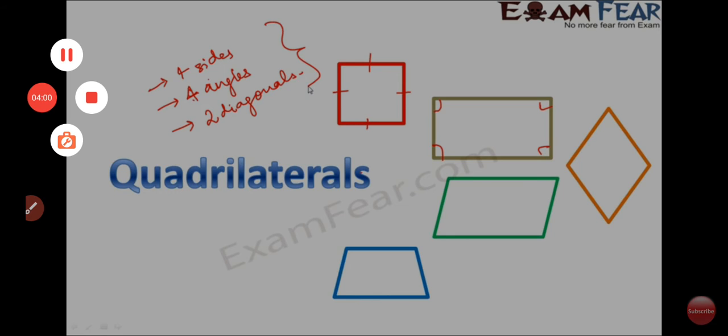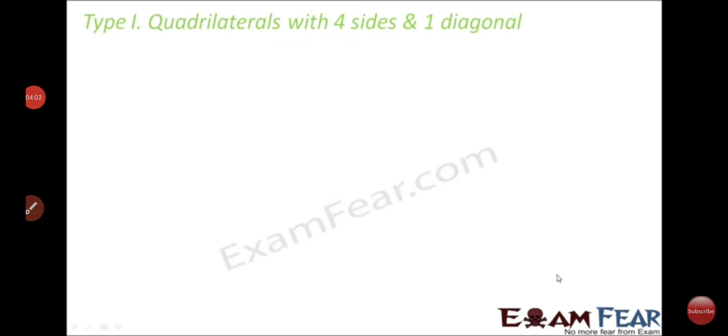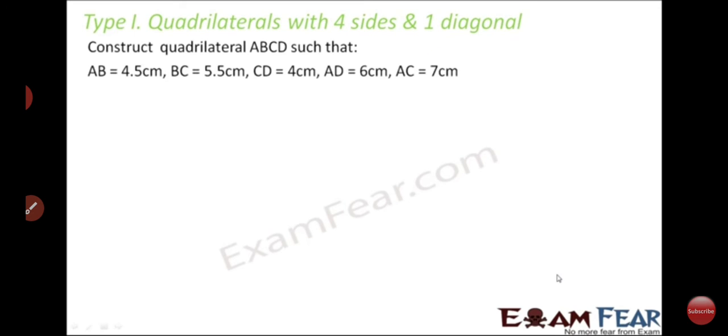So first is quadrilateral with four sides and one diagonal. If four sides and one diagonal are given, then how do we construct a quadrilateral? Question 1, let's take one example. Construct quadrilateral ABCD such that AB is equal to 4.5 centimeter, BC is equal to 5.5 centimeter, CD is equal to 4 centimeter, AD is equal to 6 centimeter, and AC is equal to 7 centimeter. You have to draw quadrilateral ABCD.